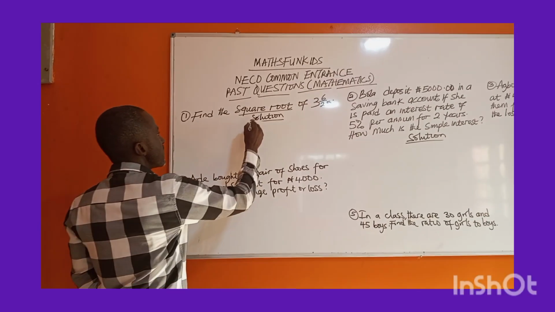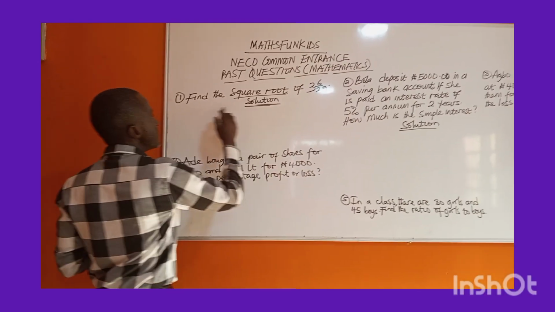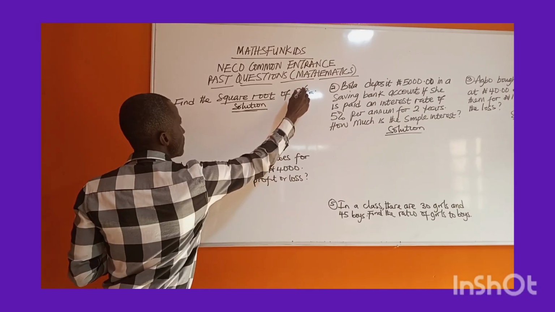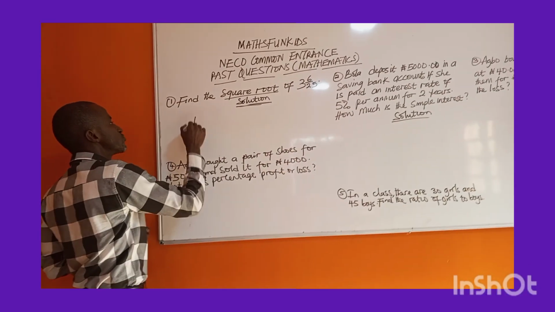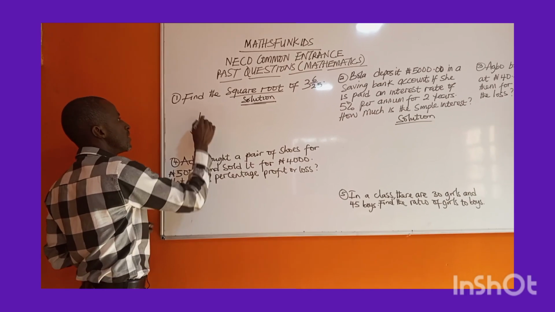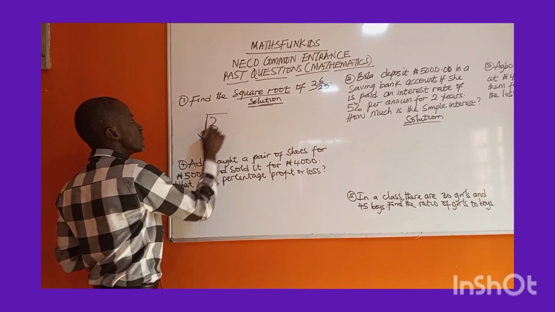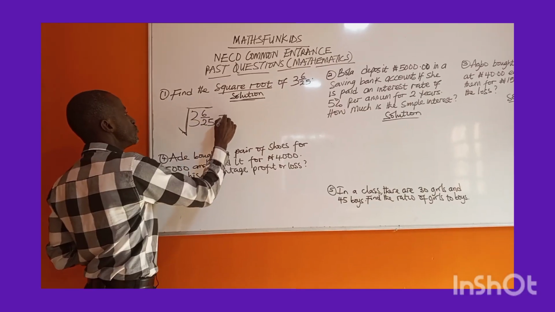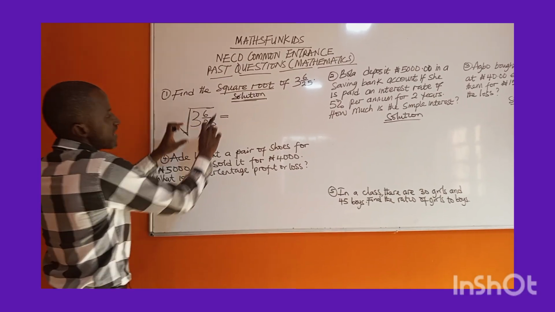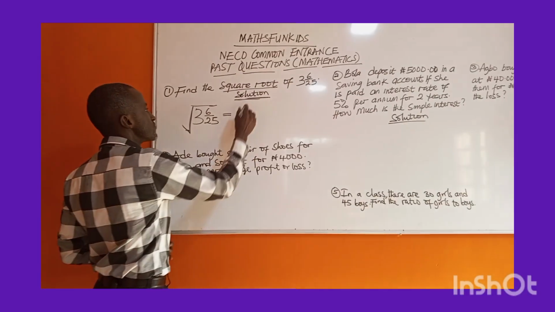Now, question number 1 says: find the square root of 3 and 6 over 25. So what we are going to do is that we combine the mixed fraction into an improper fraction.